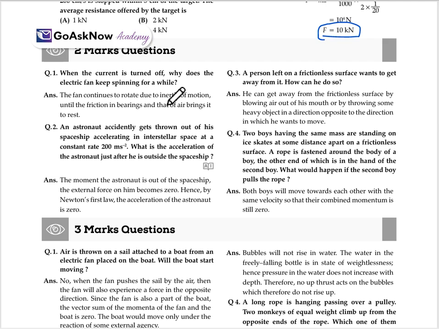A fan continues to rotate due to the inertia of motion until friction brings it to rest. External force has to be applied just to keep the fan at rest. That's why, until it is applied, it just keeps on moving for a while.